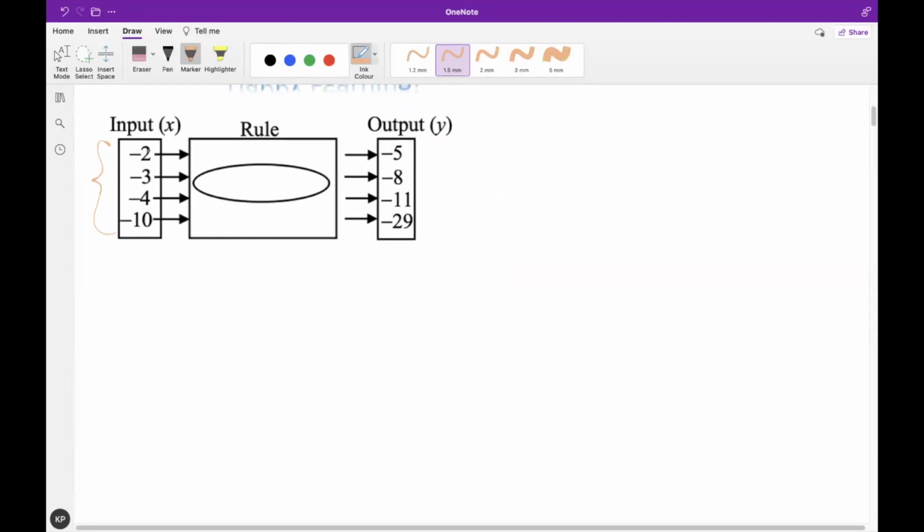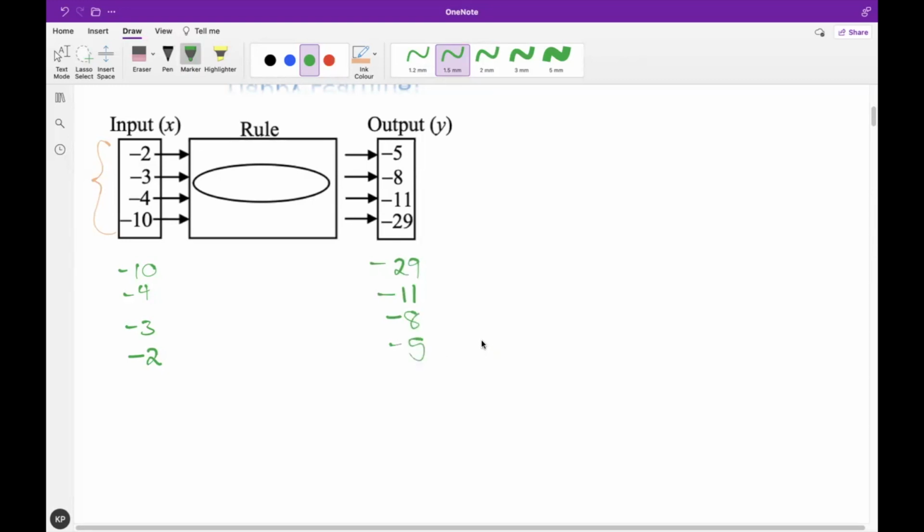So remember when we wrote our inputs, usually we would write 1, 2, 3, 4. But in this case, they're actually going backwards. They're going smaller, okay? Because -2 is actually greater than -3, and -3 is bigger than -4. So actually this table should have been arranged like so. It should have been -10 at the top, -3, -4. Nope, 4 first. 4, 3, and then -2, which means my outputs would have been -29, -11, -8, and -5.